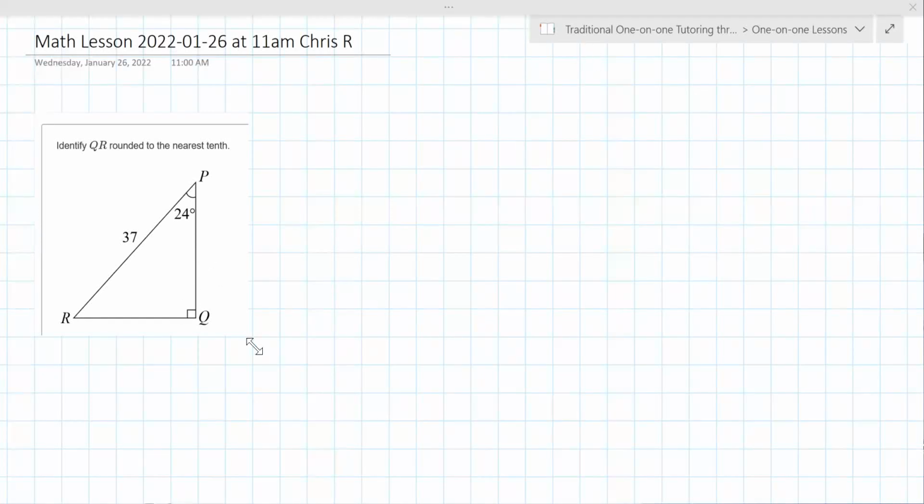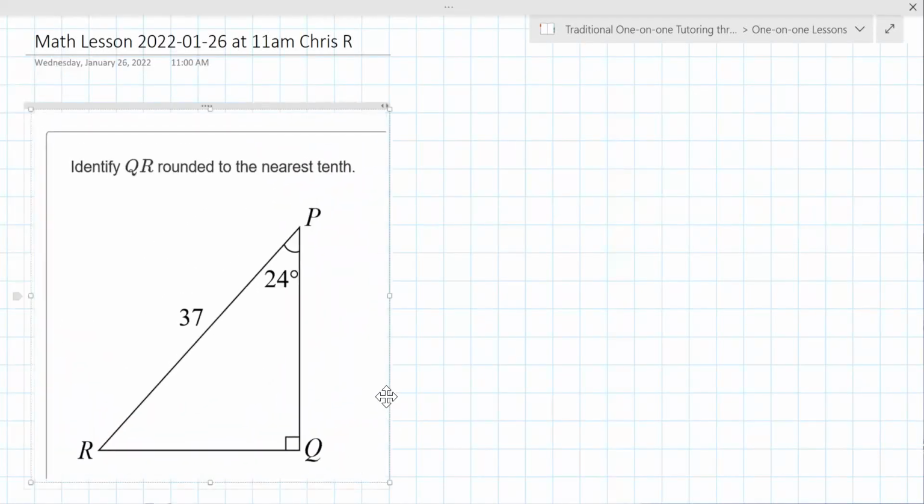All right. So if you're looking at my screen, it says find QR rounded to the nearest tenth. We'll just call this X for the moment. There are three trig functions: sine, cosine, and tangent.